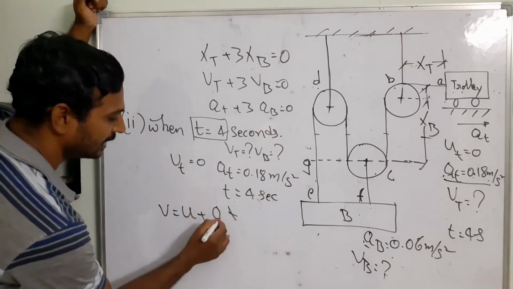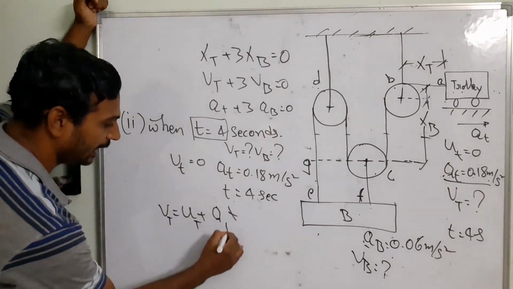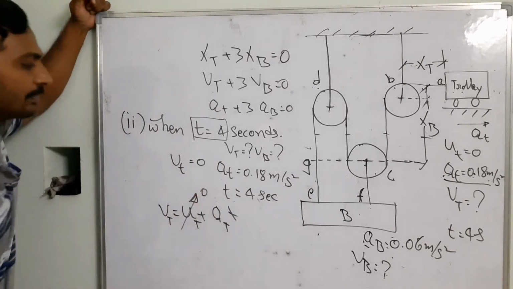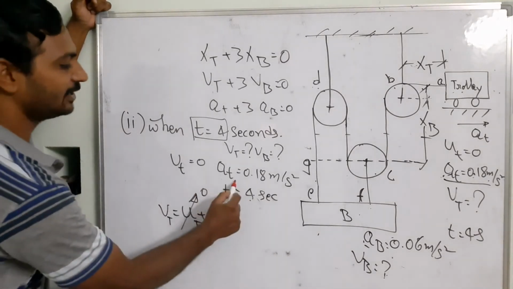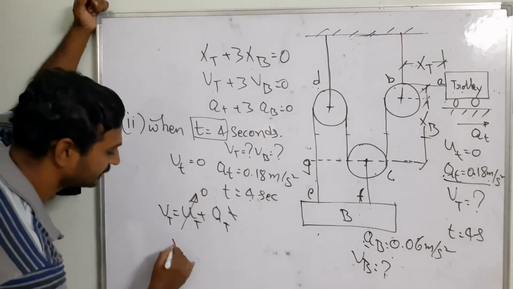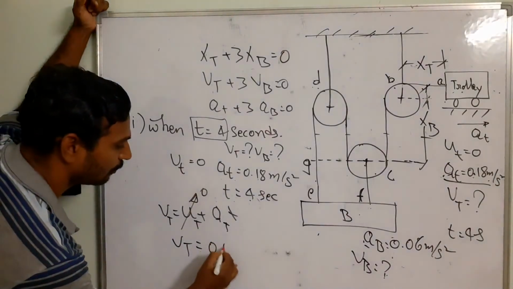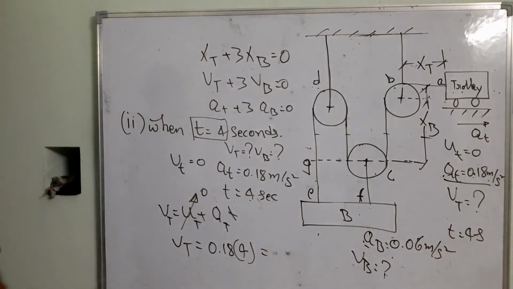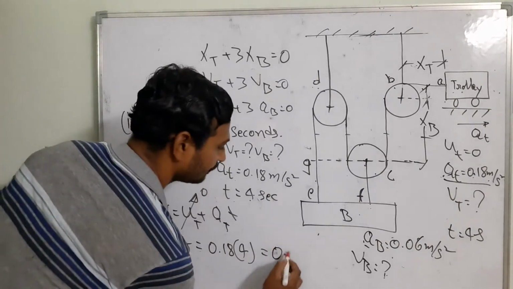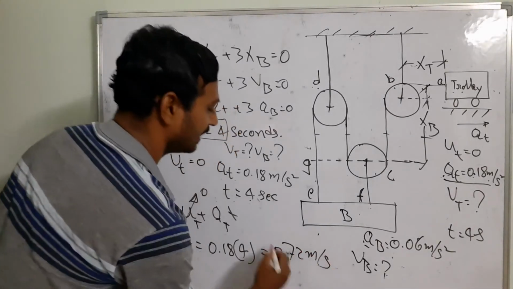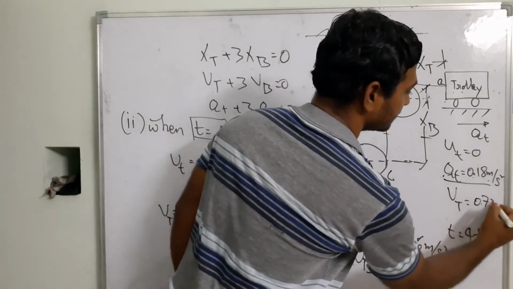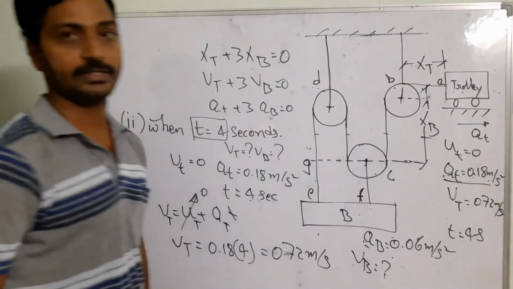If I am going to be using the same parameters, v_t, u_t, a_t, I am going to be getting u_t = 0, t = 4 seconds and a_t = 0.18. v_t = 0.18 × 4. So from this equation, if I simplify, how much am I going to get here? That is around 0.72 meters per second I will get. The same I am going to be writing here, 0.72 meters per second I got.